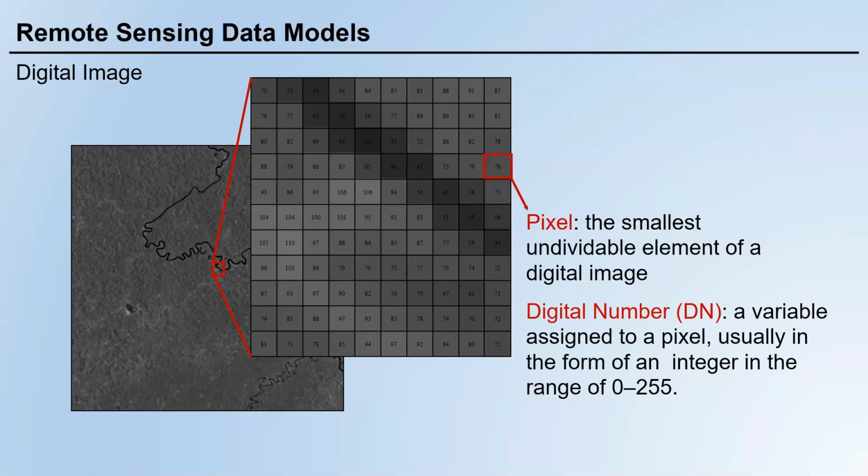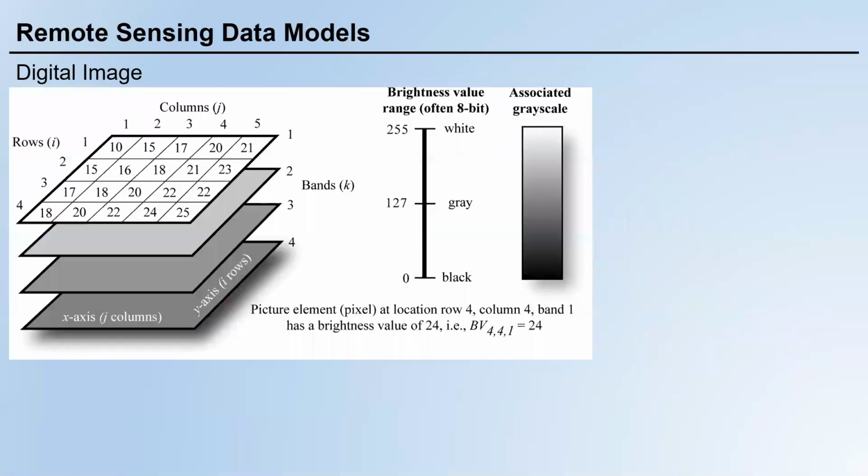So you can consider a DN value as the energy reflected by that pixel. If that pixel reflected a lot of energy, its DN value on this image will be large. On the other hand, if a specific pixel reflected a very small amount of energy at a specific band, then that pixel will be dark. Okay, so this is the idea of pixel and digital number DN.